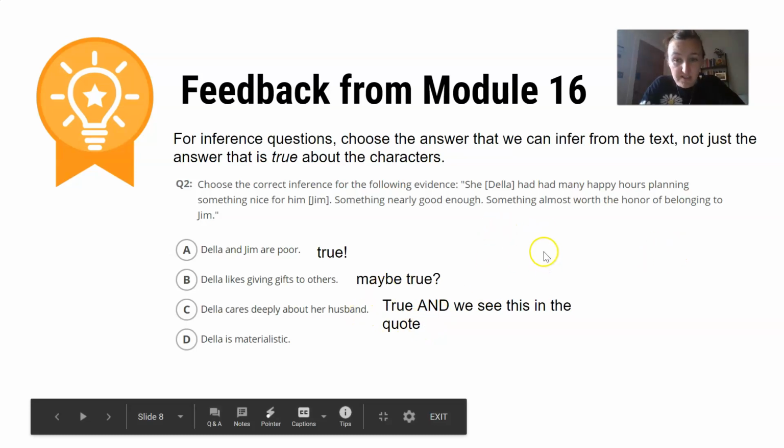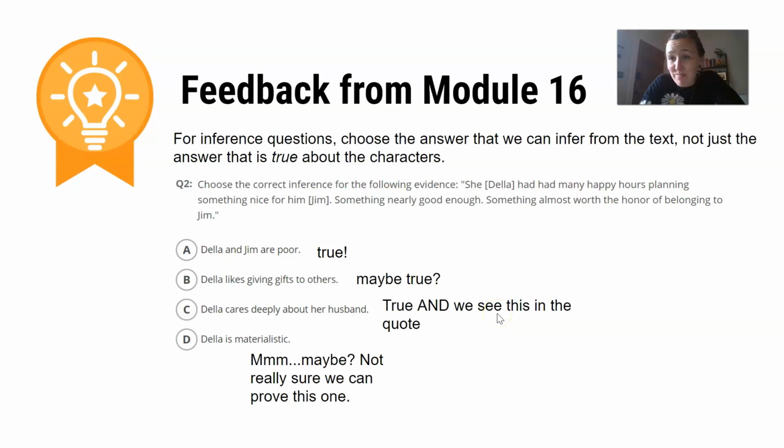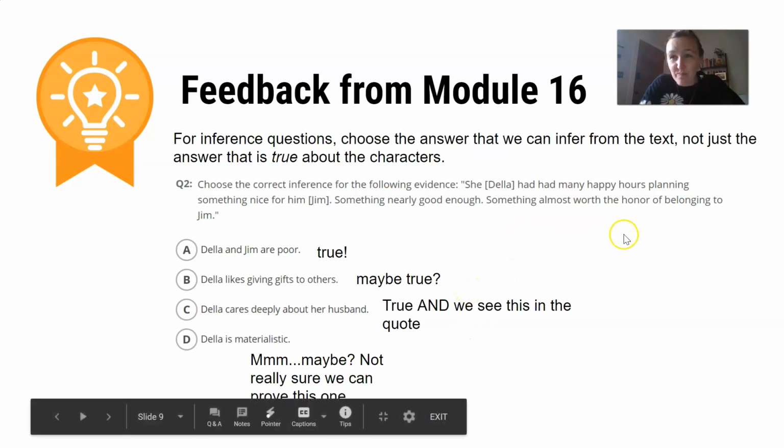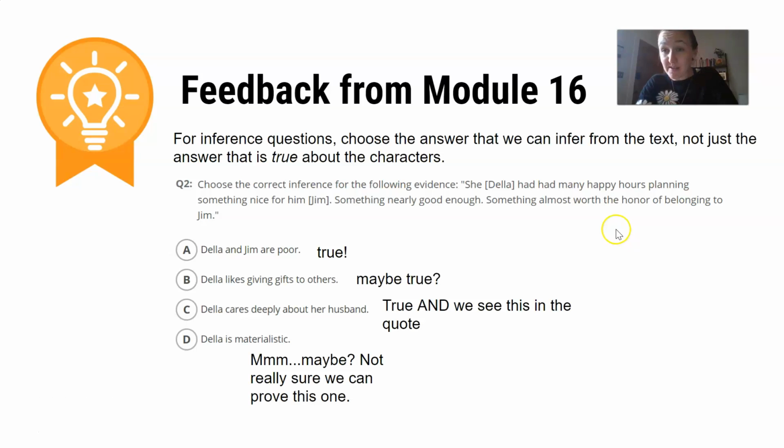Lastly, Della is materialistic. Again, maybe, but I'm not really sure we can prove this one, and I almost feel like that's not true because she does want to buy something nice, but she also really struggles with that process, and I don't really get the sense that she's super materialistic. Okay. So again, look specifically at the quote as you're thinking about inference throughout the story.